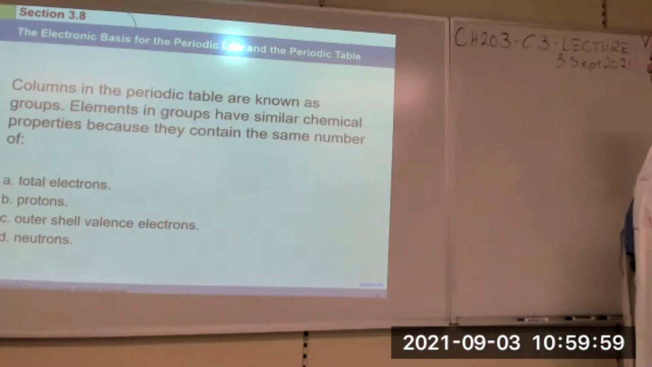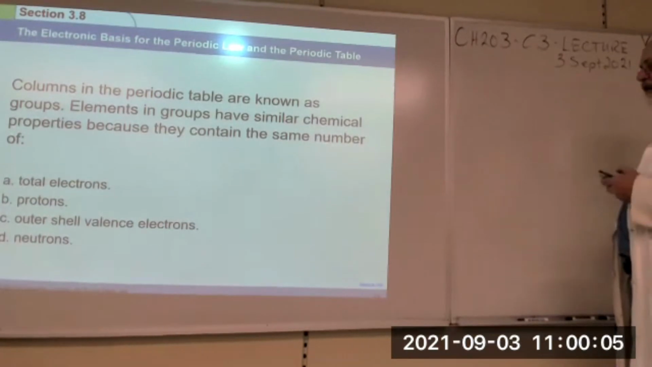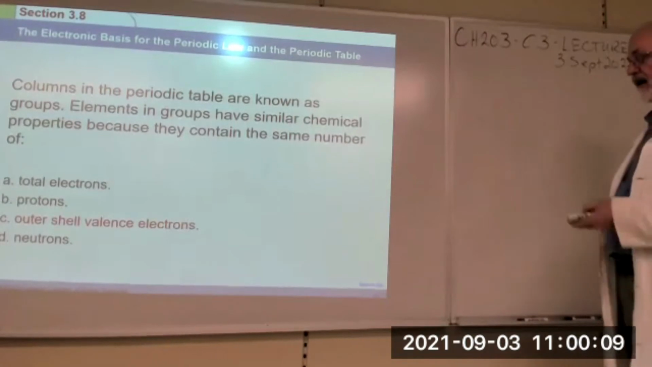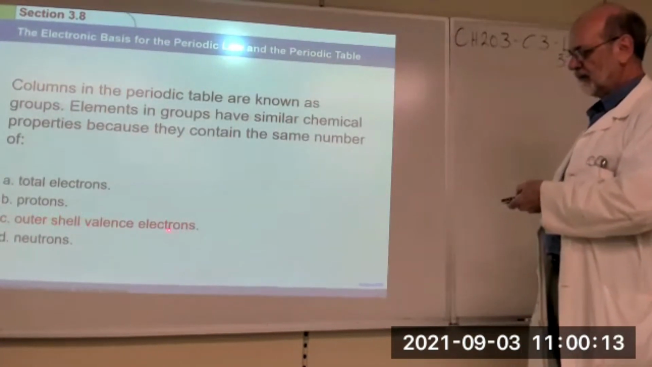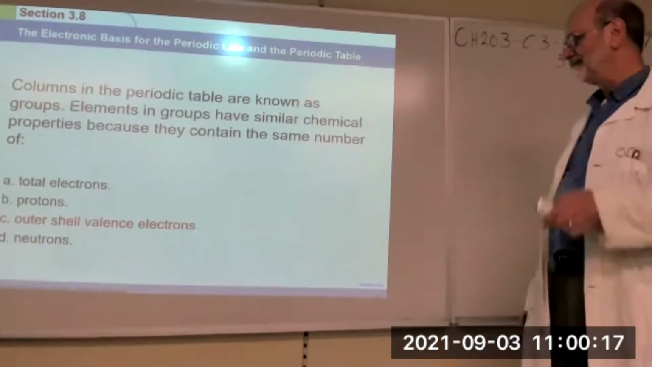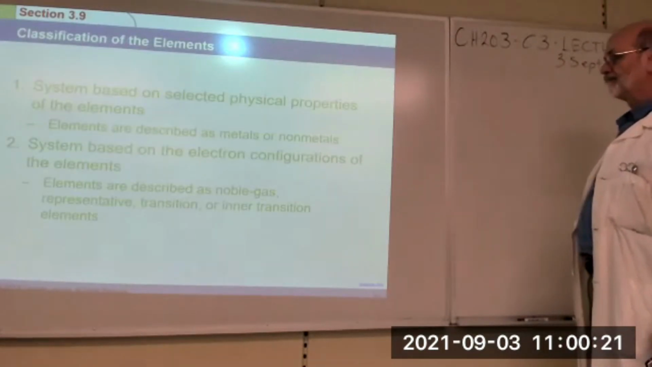Okay, columns in the periodic table are groups. Elements in these groups have similar chemical properties because they contain the same number of outer shell valence electrons. That's kind of redundant. Valence electrons are always in the outer shell.